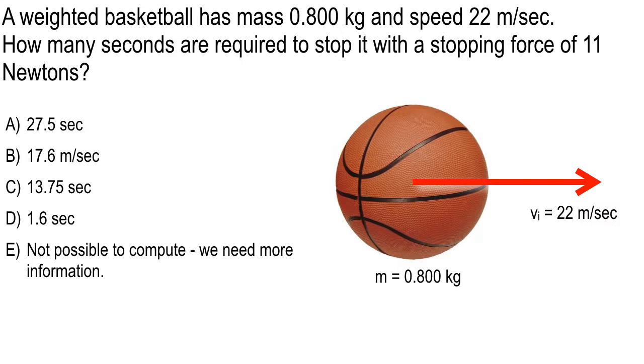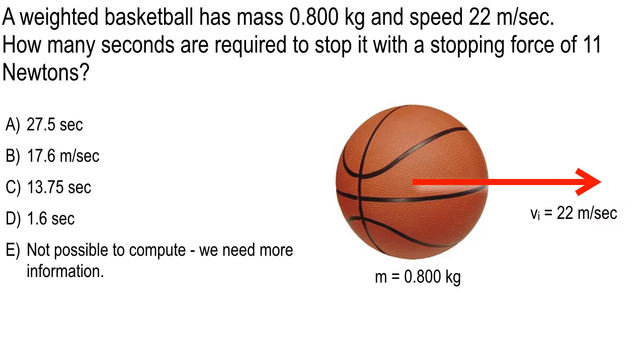All right, let's get this figured out. We want to do F delta T equals delta P. We have the initial speed and the mass, and we're stopping it, so we have the final speed, 0. We have the stopping force, 11 newtons. So just like the example we worked out a few minutes ago, yeah, we can nail this. And so if you're doing this, go ahead and pause the YouTube, work it out.